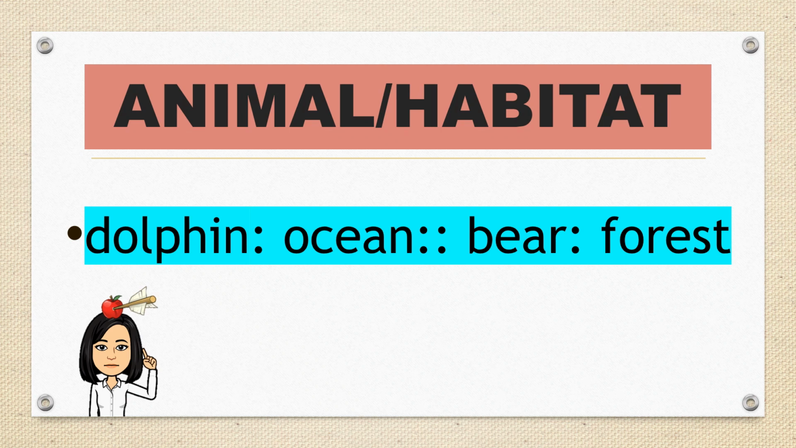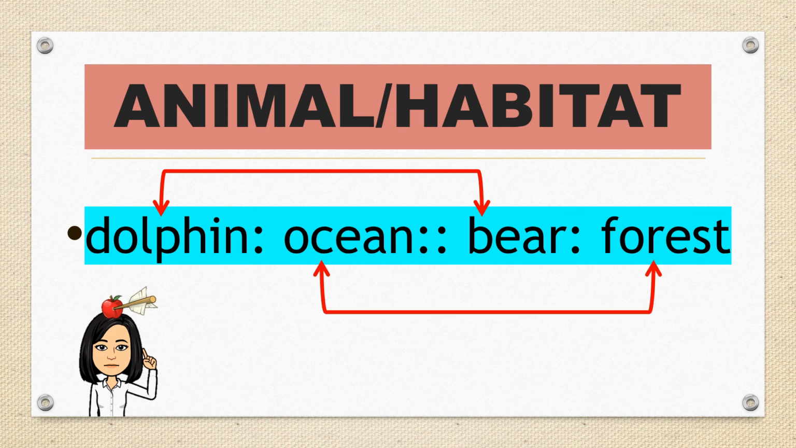Animal and habitat. The first words are the animals and the second words are their habitat or home ground. Dolphin is to ocean as bear is to forest, meaning dolphin is living in the ocean as bear is living in the forest.